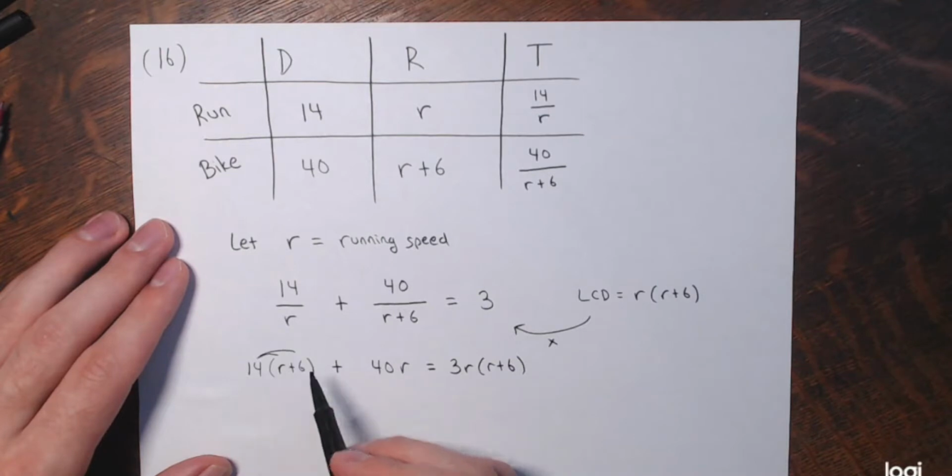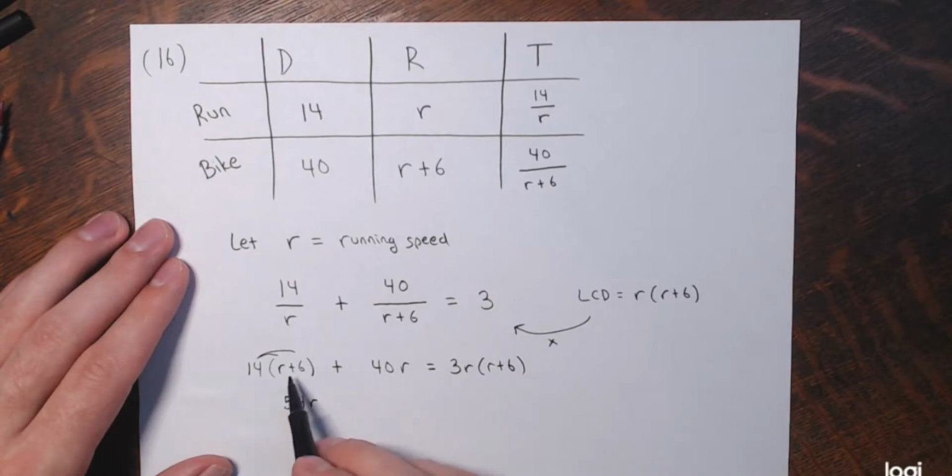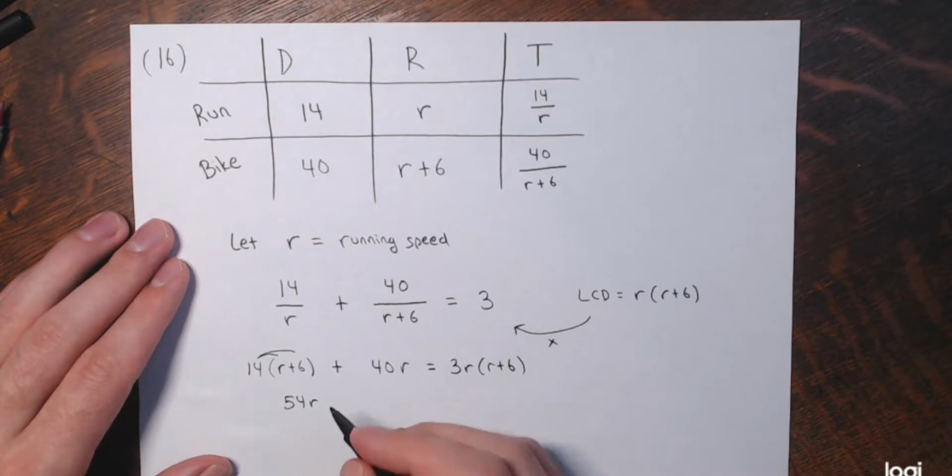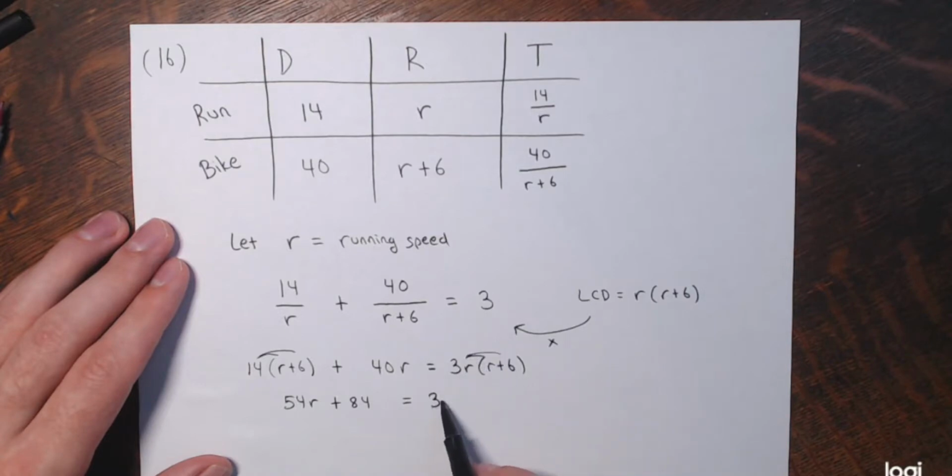Alright, distributing the 14 here and combining like terms, we'd have 54r on the left plus 84, 6 times 14, 60 plus 24, plus 84, equals on the right side, distributing the 3r, we have 3r squared plus 18r.